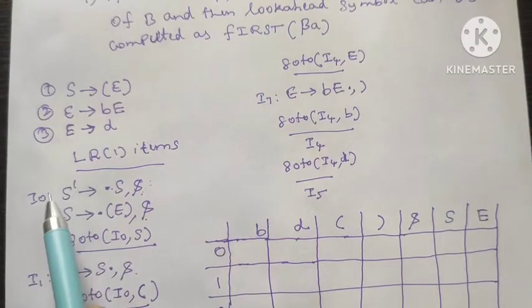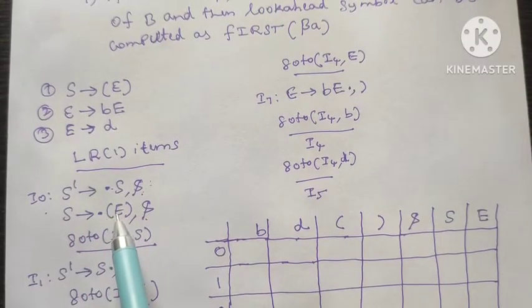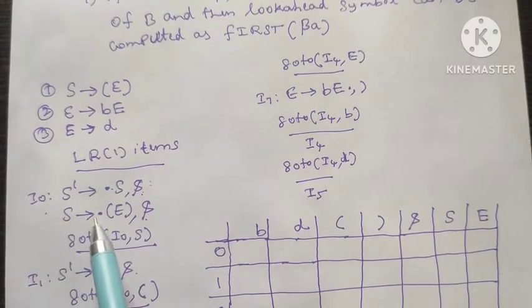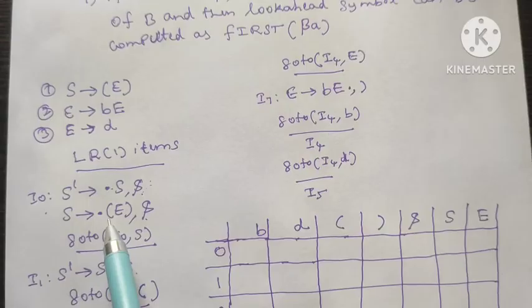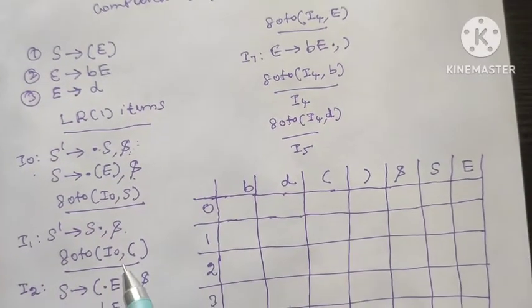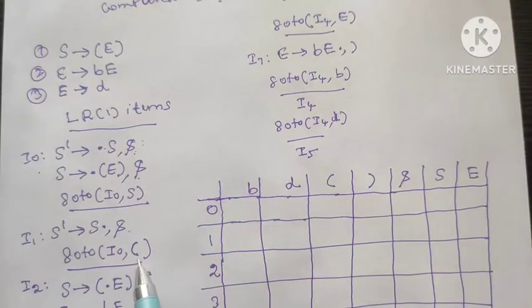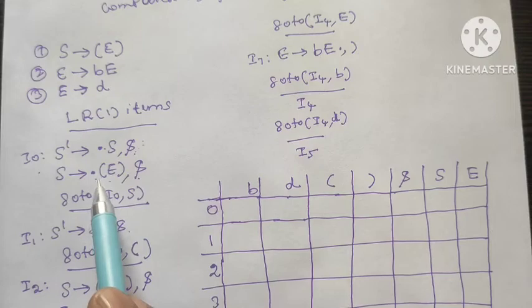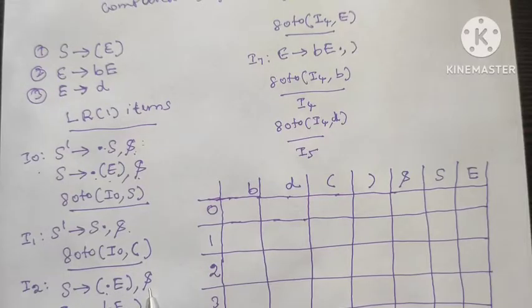Now again go to item set 0 and see whether the dot is before anything. The dot is before the open bracket here, so we compute goto of I0 comma open bracket. Place the dot one step to the right, and it becomes S tends to open bracket dot E close bracket, and we have the lookahead symbol dollar.